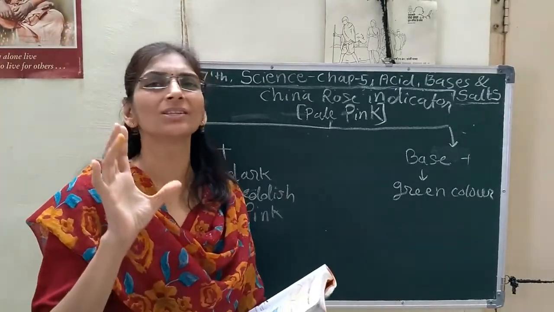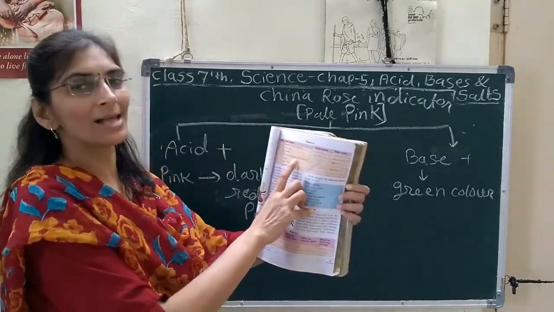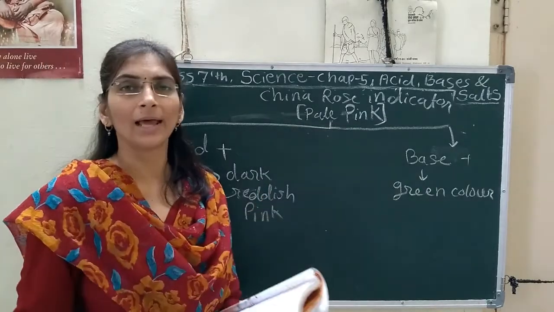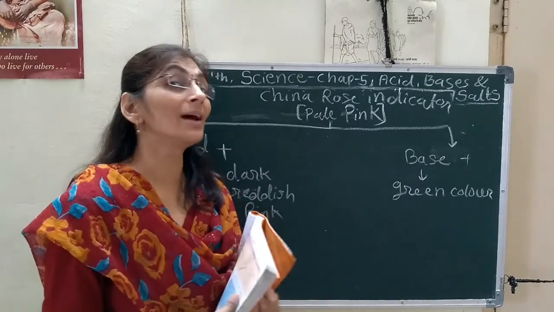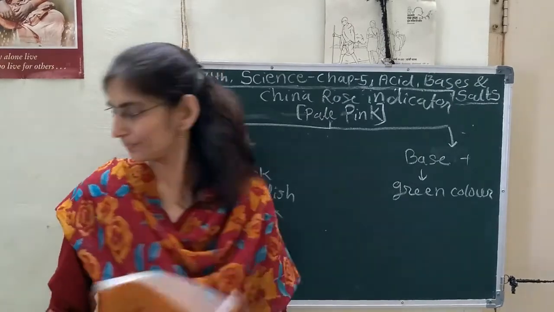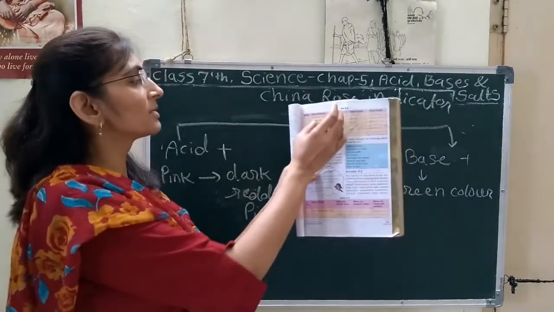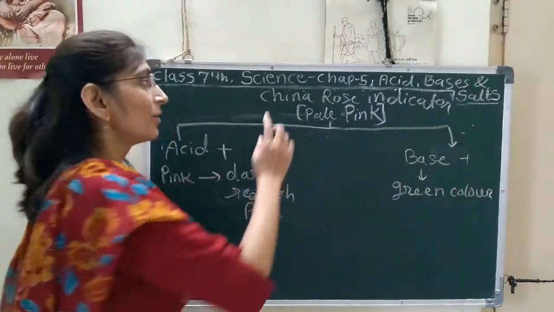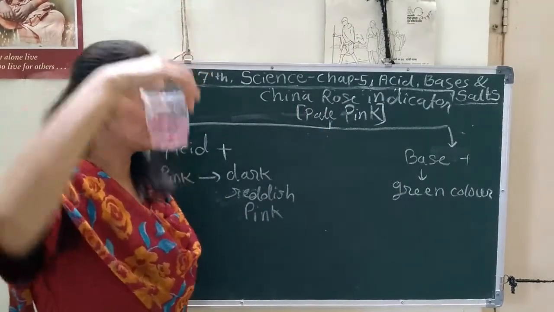Tamarind solution is initially brown in color, so instead of that, you can take a colorless medium like lemon juice or vinegar. Like that, a colorless solution you can take here, then you will get a clear result. Okay. So when the solutions of these substances react with the China rose indicator solution, what will happen?